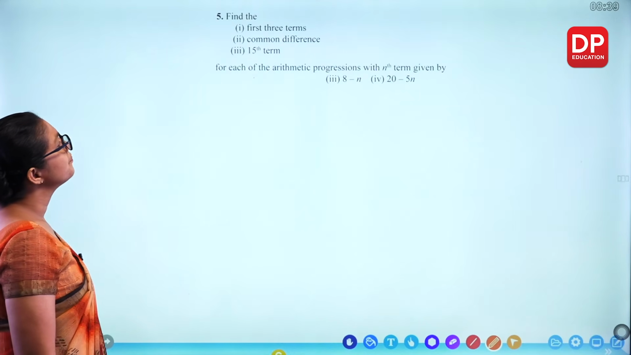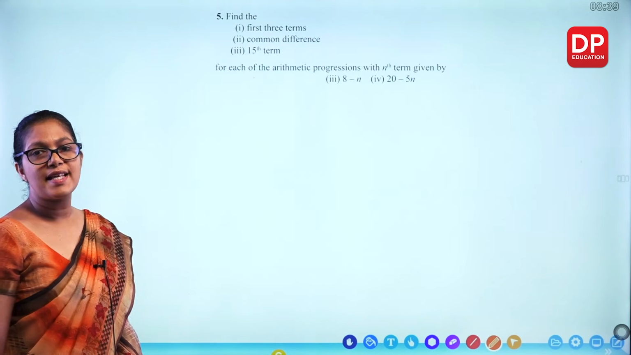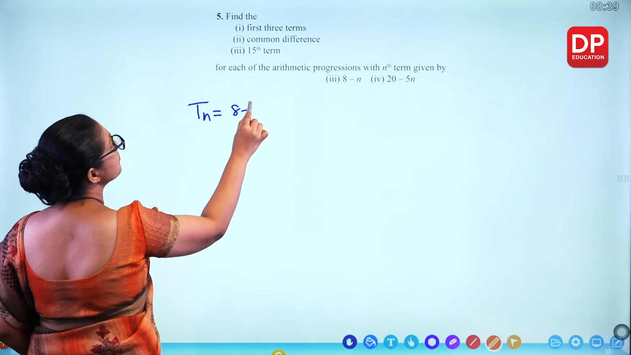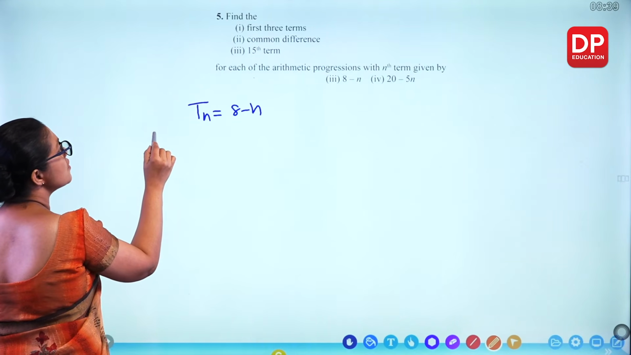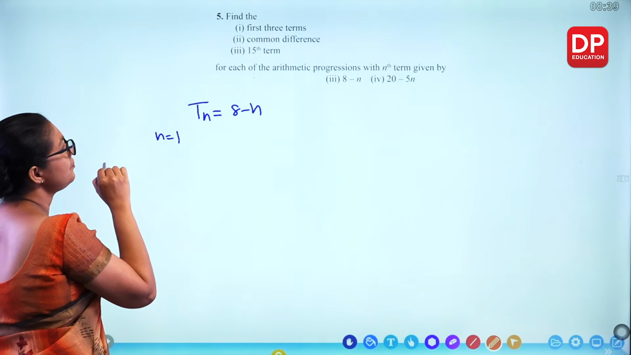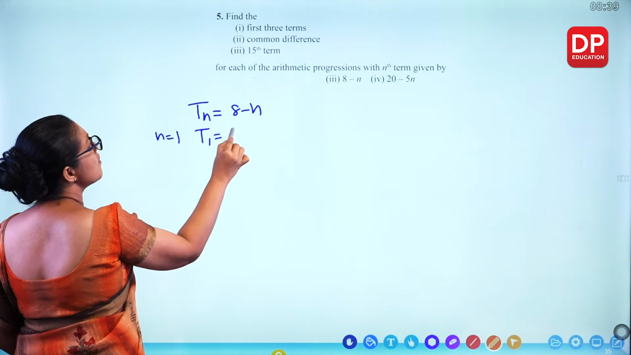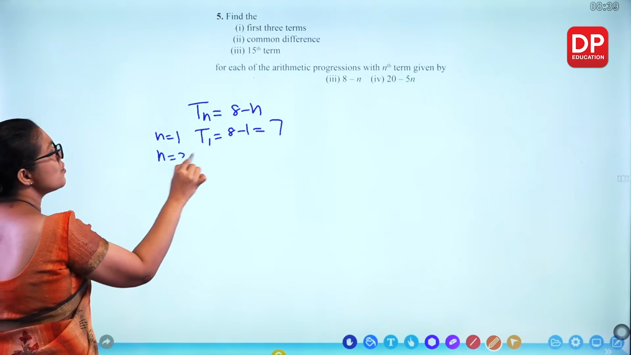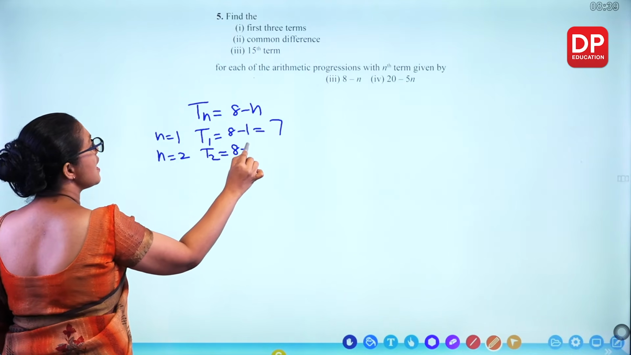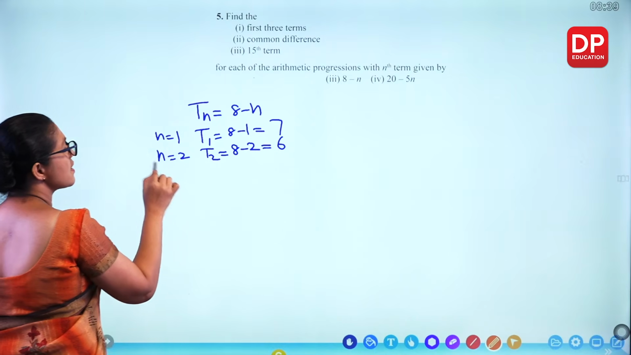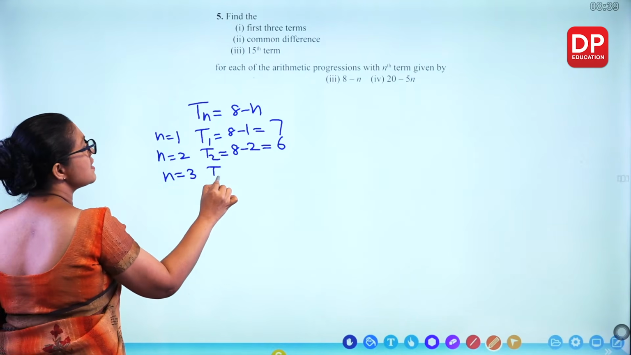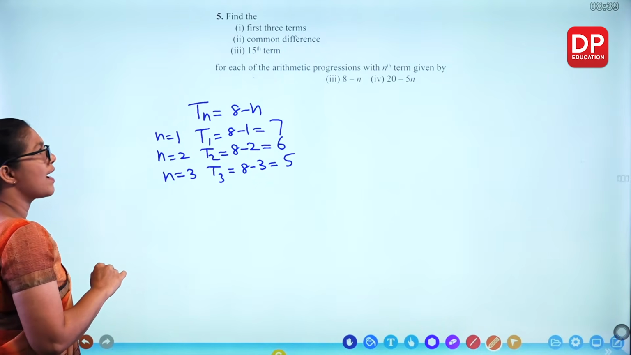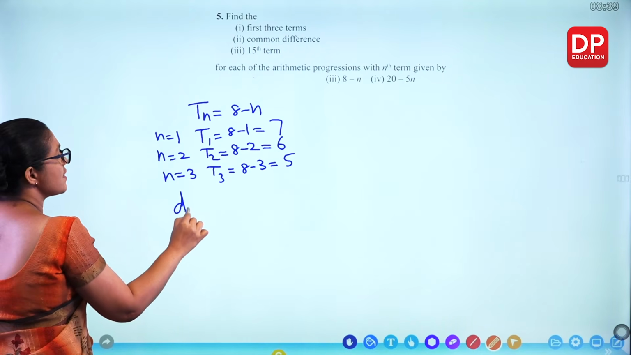Next one, you have given 8 minus n as the nth term. Substitute n equals 1. T1 equals 8 minus 1, that's 7. N equals 2, T2 equals 8 minus 2, 6. N equals 3, T3 is 8 minus 3, that's 5. So what's D? Common difference.